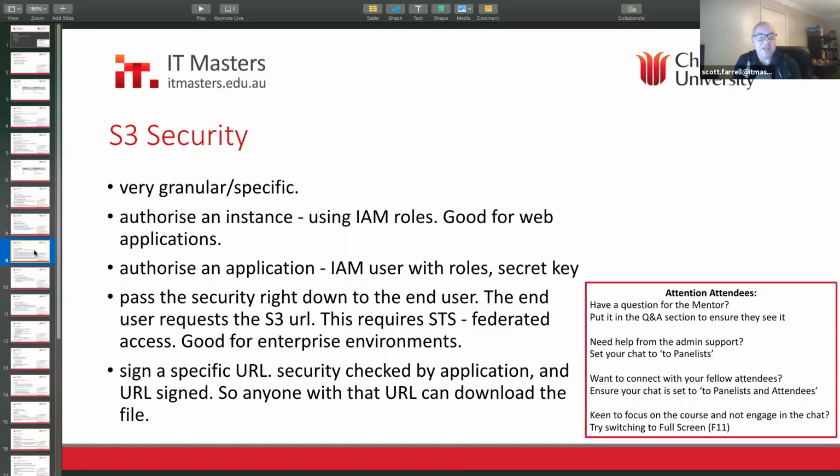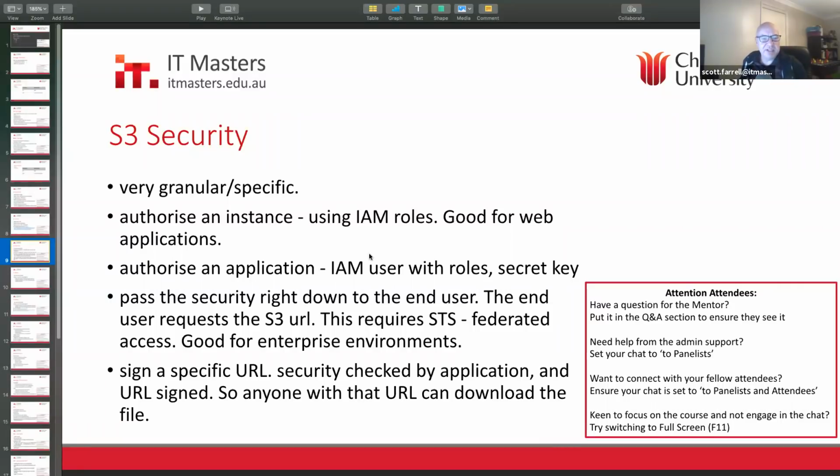The other thing I really like about S3 is the security. It's very granular, and there are a number of different ways you can do it depending on what you're trying to achieve. You can authorize an EC2 instance by using IAM roles. So if you've got a web server that wants read-only access to a certain folder or bucket, you can make an IAM role for that and assign it to the instance. If you set it up like that, the instance doesn't need any usernames or passwords or access keys or secret keys at all. It can just access those buckets, which is actually more secure because then no one can steal your access keys and secret keys.